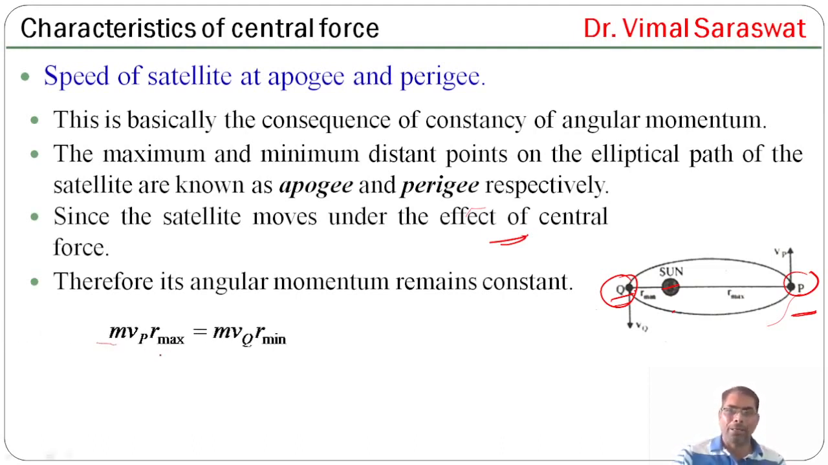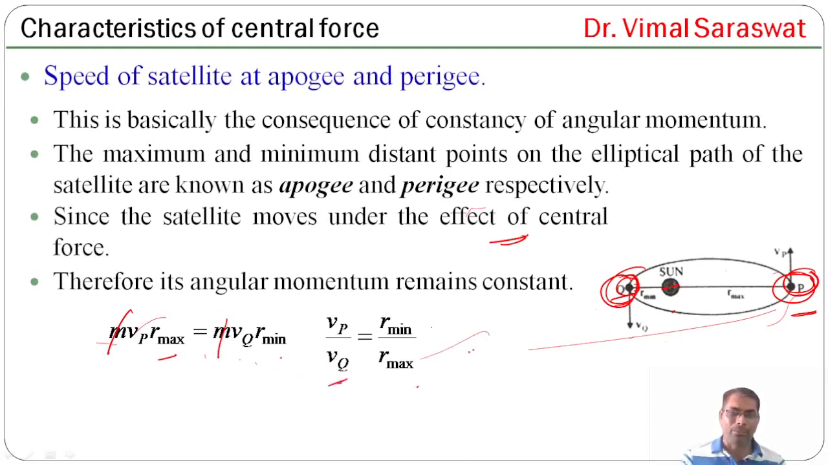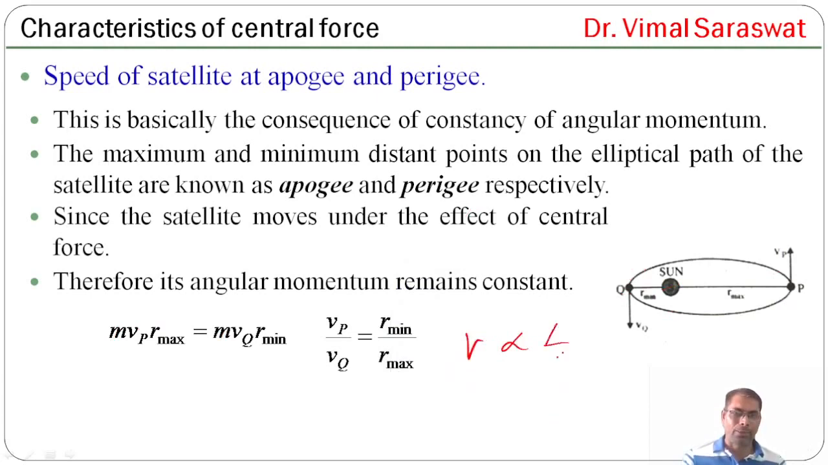So m Vp R maximum, which is the angular momentum at point P, equals m Vq R minimum, which is the angular momentum at Q. The angular momentum at P and at Q will be the same because the satellite is moving under the effect of central force. Now m and m will cancel out. So Vp upon Vq equals R minimum upon R maximum. So V is inversely proportional to R.